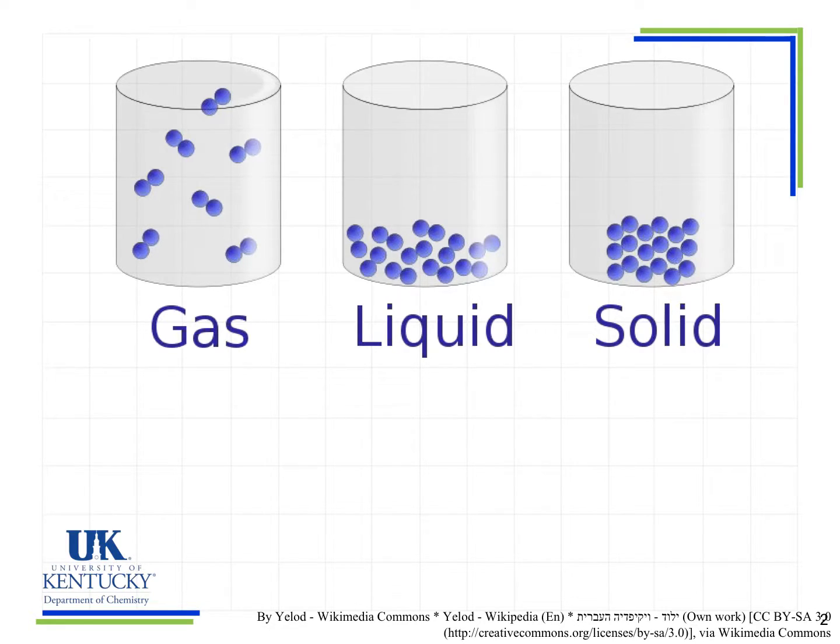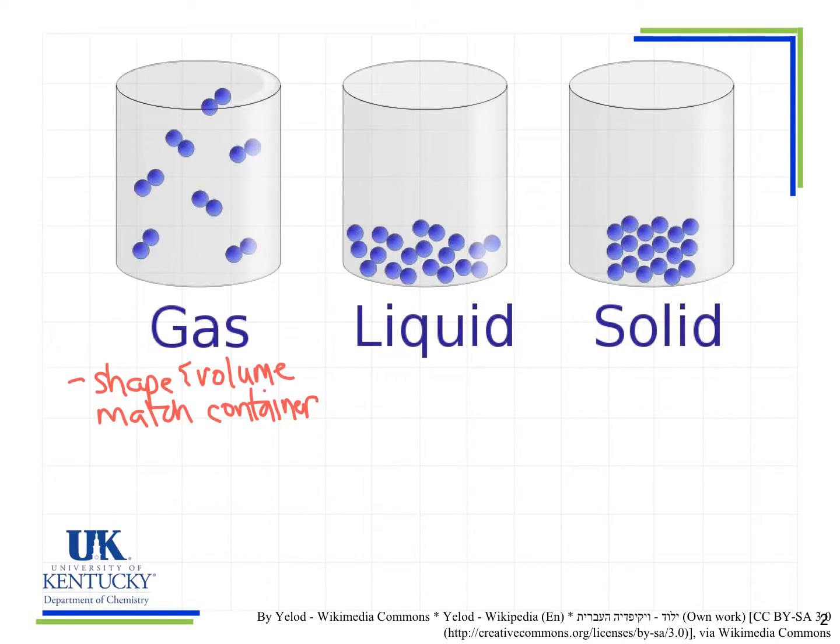The first property we're going to talk about are the shape and volume of each state of matter. When we look at a gas, what we see is that the shape and volume will match the container. A gas will expand to fill the container.